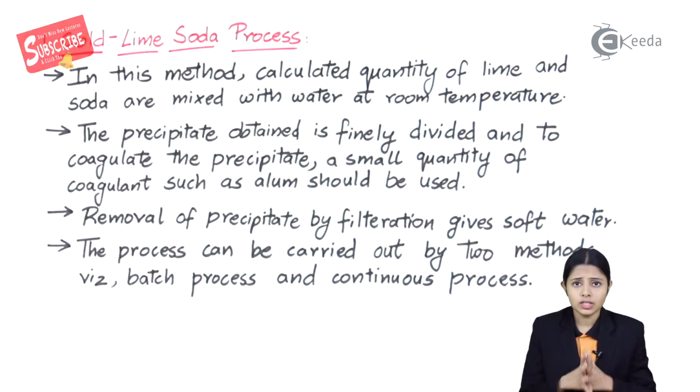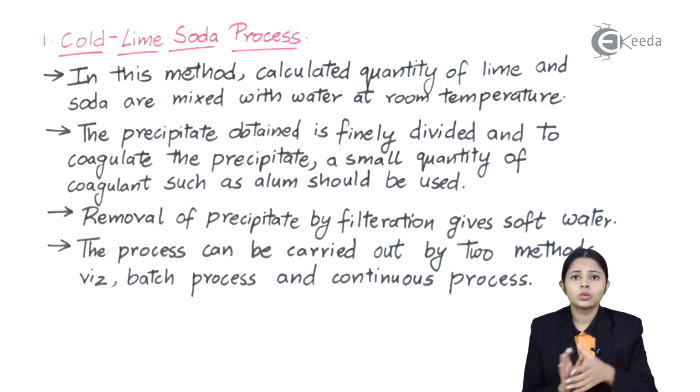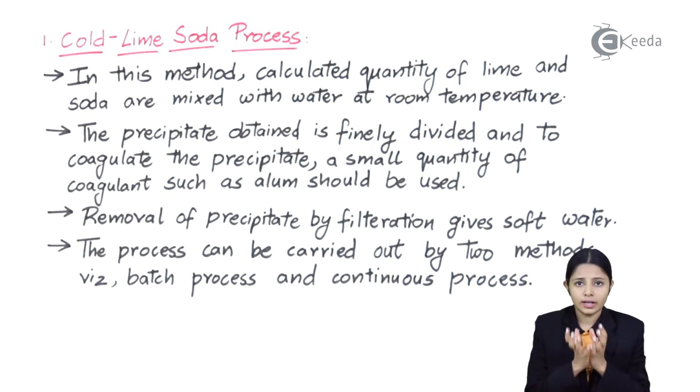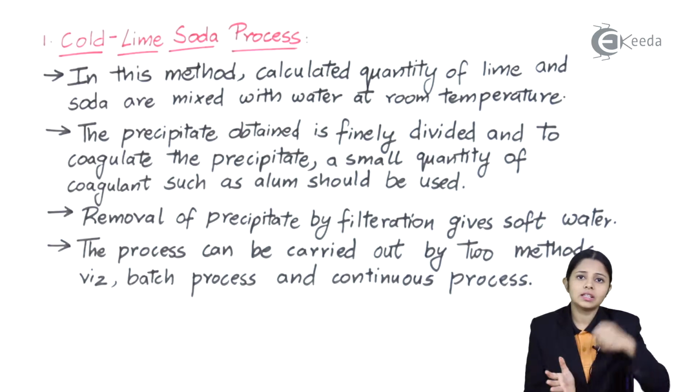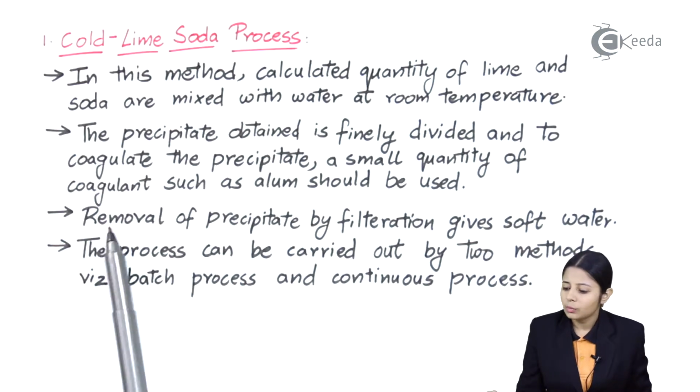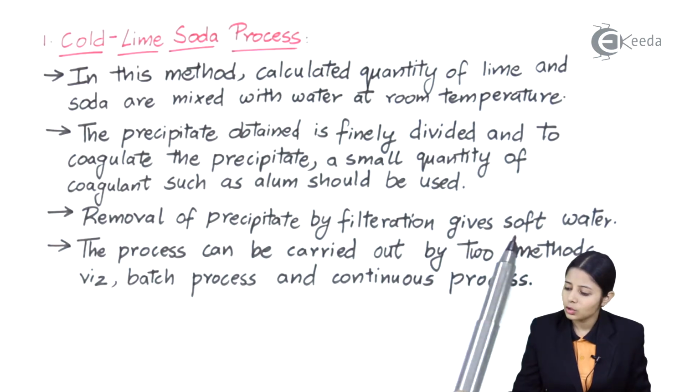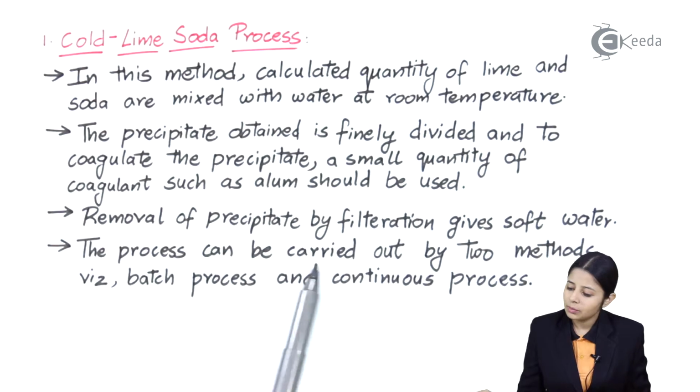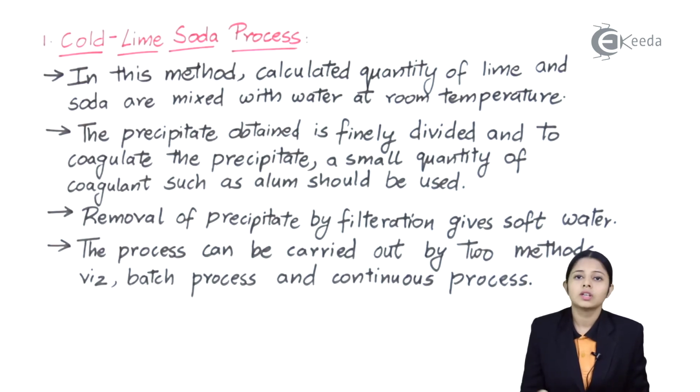A coagulant is something which is mixed with water to get attached either with the precipitates or with all the colloidal impurities, and then it will form a semi-solid like structure which can be easily removed. Removal of the precipitate by filtration gives soft water. The process can be carried out by two methods, that is batch process or continuous process. We'll see both these processes in detail.